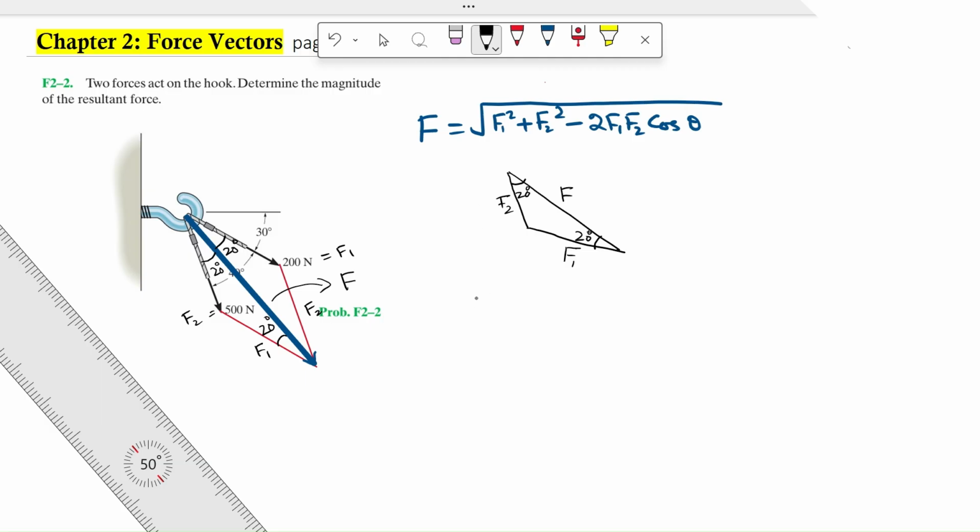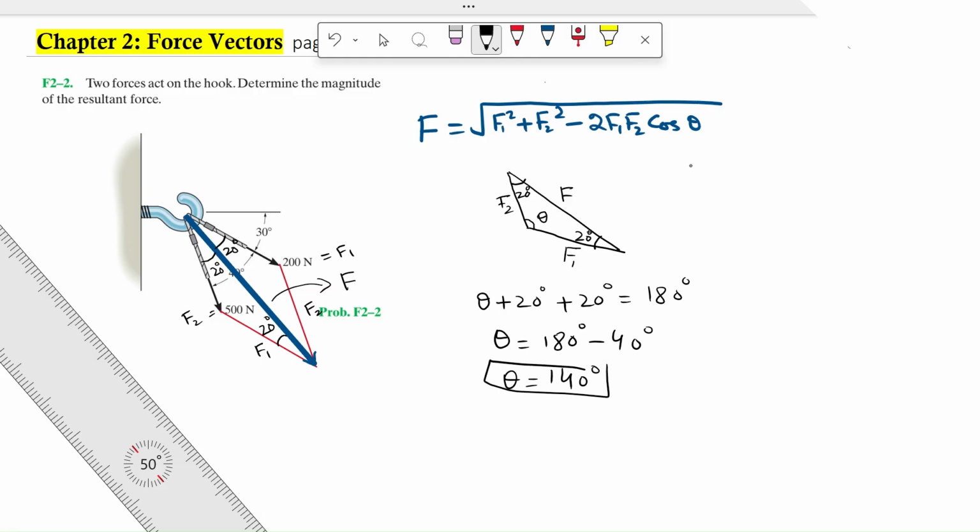In a triangle, we know that the sum of all angles is equal to 180 degrees. So I am assuming that this angle is theta. So theta plus this 20 plus this 20 will be equal to 180. We know this from basic geometry. So theta will be equal to 180 degrees minus 40 degrees, so theta will become equal to 140 degrees. Remember this. So we have all the values.